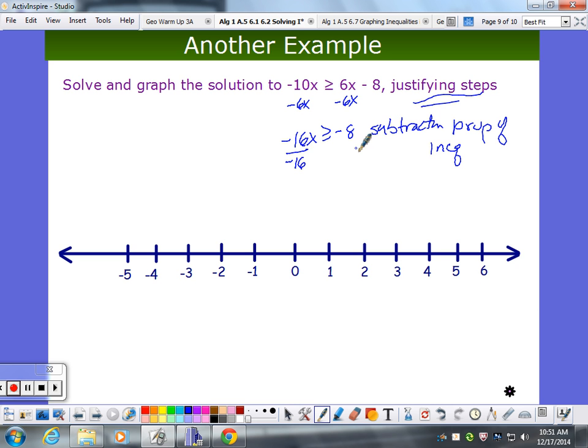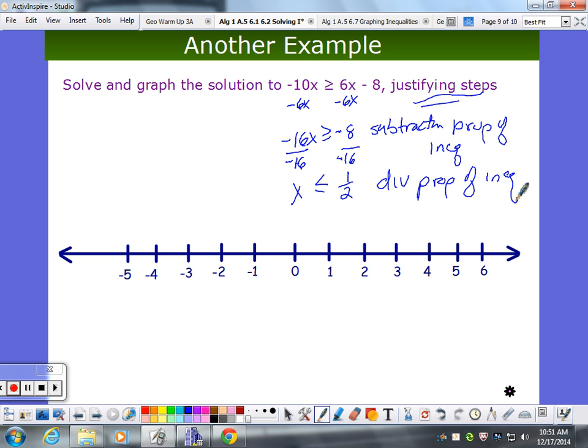But wait a second. This is an inequality. You have to pause and think whenever you multiply or divide. Did I just divide by a negative? Yes, I did. Turn it. Then go on your merry way. What's negative 8 over negative 16? 1/2. Who says you can divide by negative 16 on both sides and you have to turn the symbol? Division property of inequality.